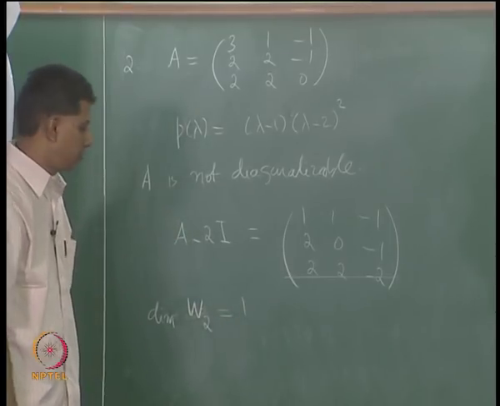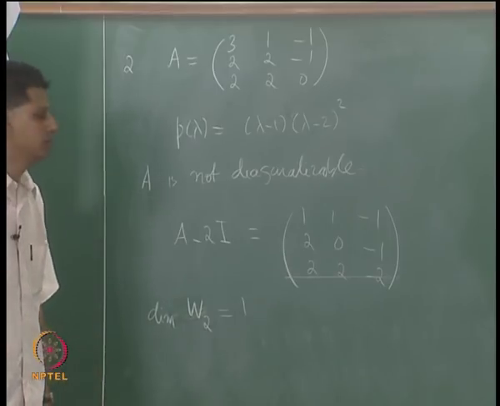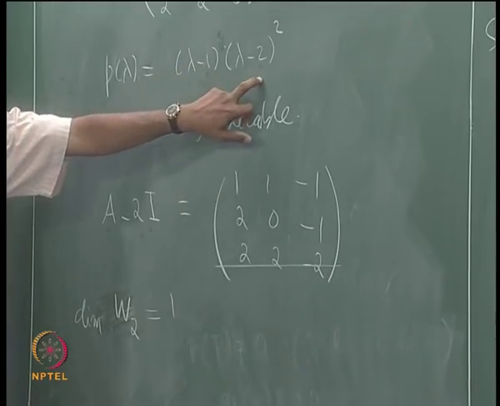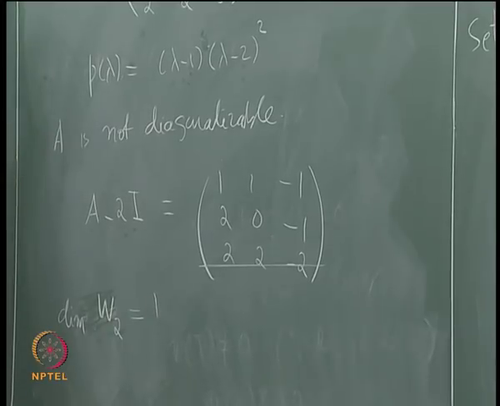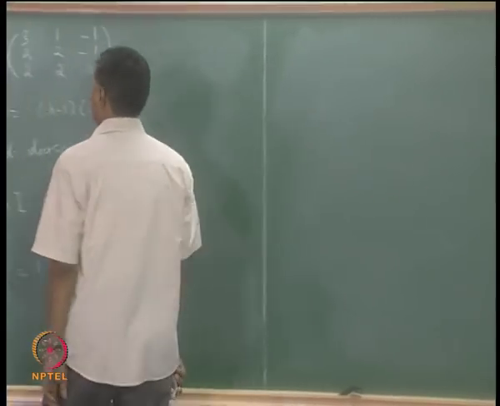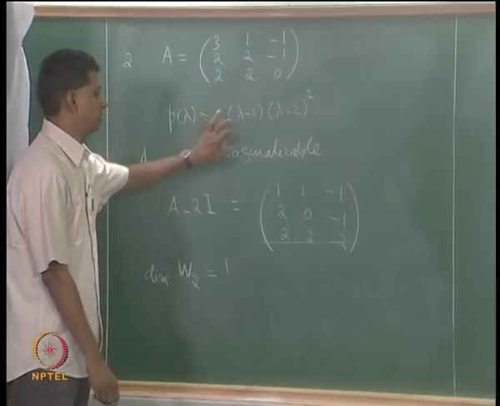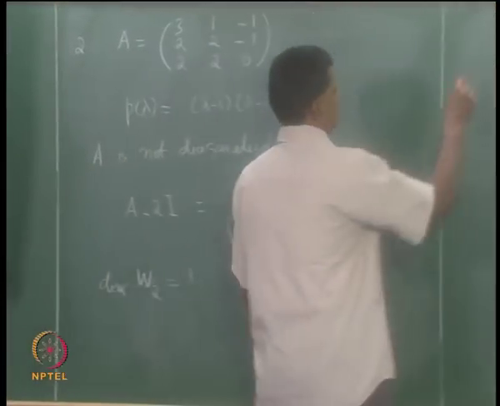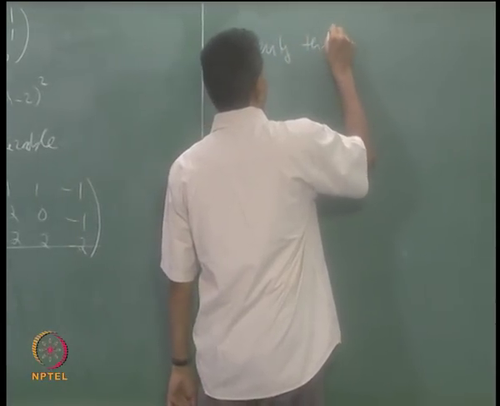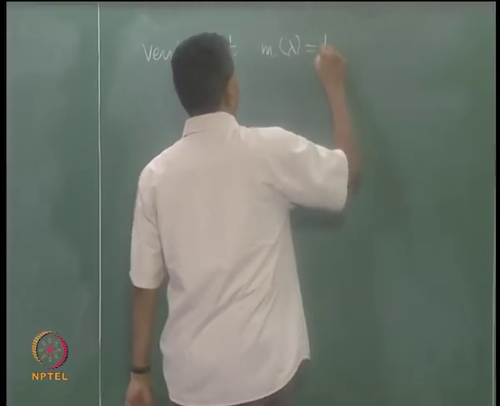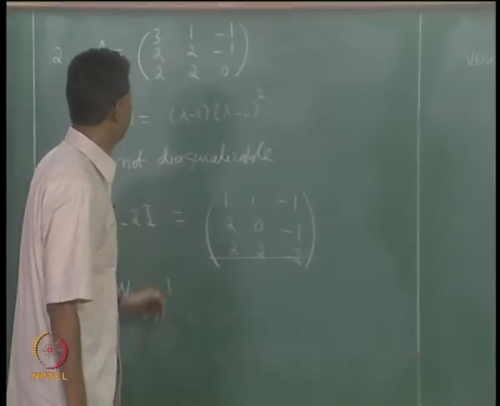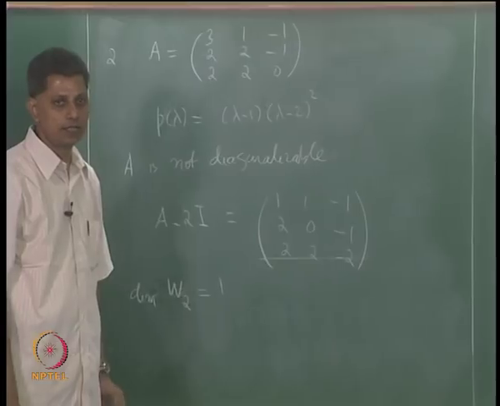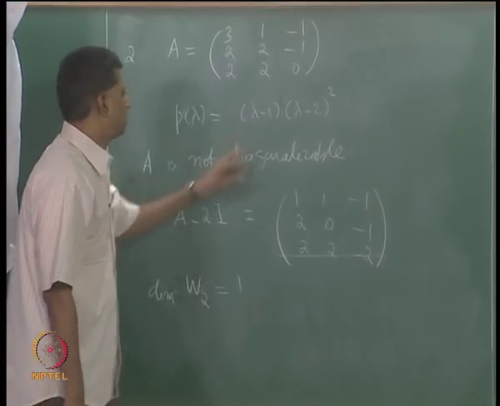What are the choices for the minimal polynomial? The choices are lambda minus 1 into lambda minus 2, lambda minus 1 whole square into lambda minus 2, or lambda minus 1 into lambda minus 2 whole square. Okay. These are the possible choices. I wanted to verify in this example that this is the same as the minimal polynomial. Please verify that the minimal polynomial in this example is the same as the characteristic polynomial. I told you there are 3 choices for the minimal polynomial. 1 is lambda minus 1 into lambda minus 2.